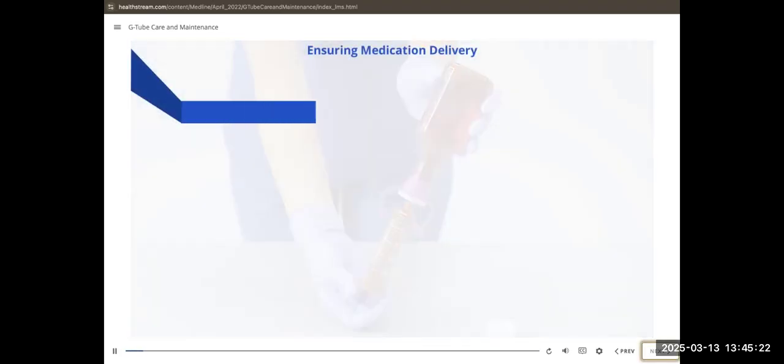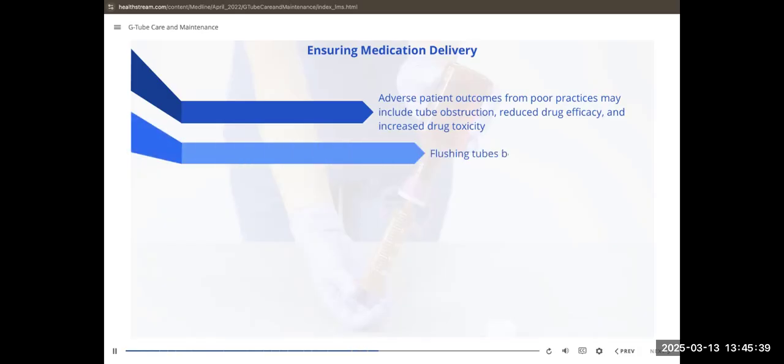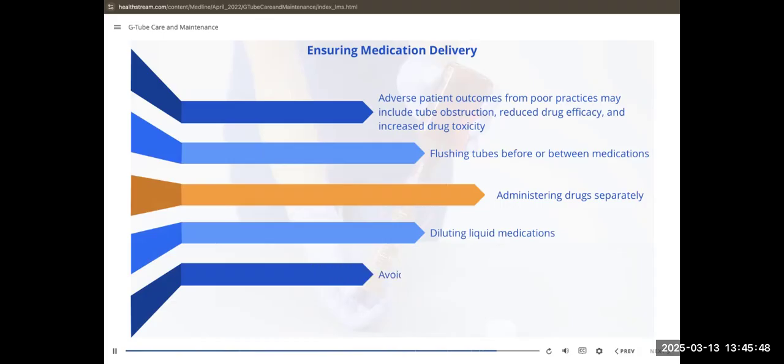Some medication delivery practices may lead to adverse patient outcomes, specifically tube obstruction, reduced drug efficacy, and increased drug toxicity. Here are some practices that will help ensure medications are delivered safely and accurately. Flushing tubes before or between medications. Administering drugs separately from one another. Diluting liquid medications. And avoiding crushing modified release dosage forms.